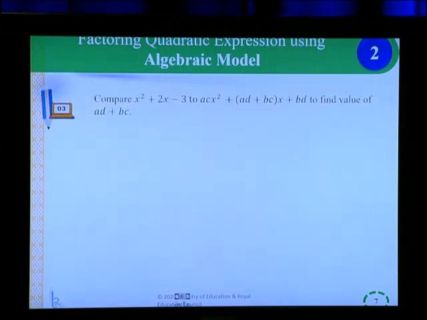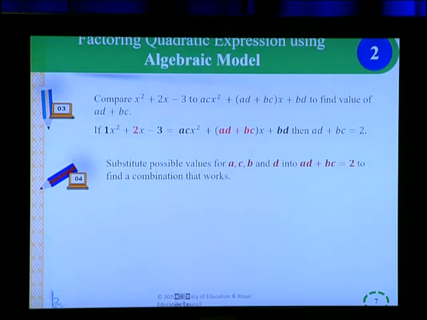Now, next we can again use our model to compare our equation to find the coefficient of x, that is AD plus BC. So, here when we compare the coefficient of x term, that is AD plus BC, corresponds to 2. So, AD plus BC equals 2.